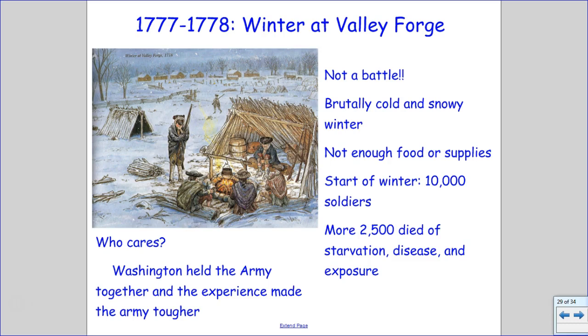At the beginning of the winter, there were 10,000 American soldiers. More than a quarter of them, more than 2,500 of these soldiers, died from starvation, disease, exposure, and other things. Well, how is this a good thing? Well, they spent the winter drilling and training, right? Washington managed, primarily through force of will, to hold the Continental Army together.